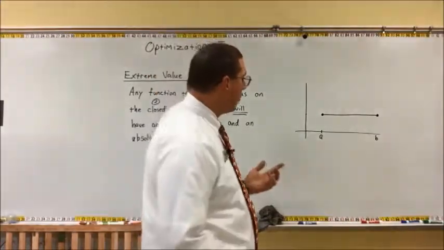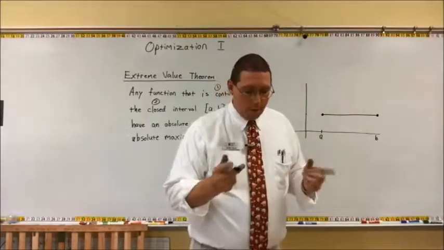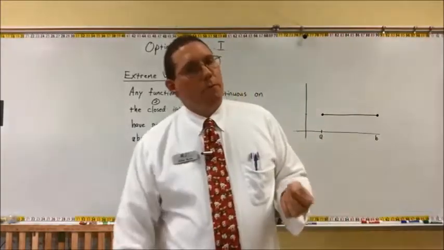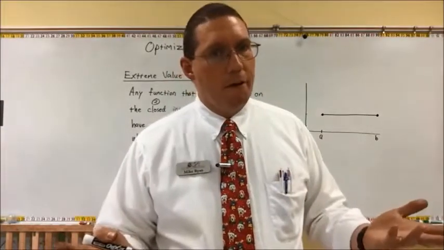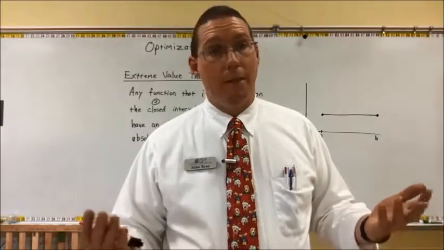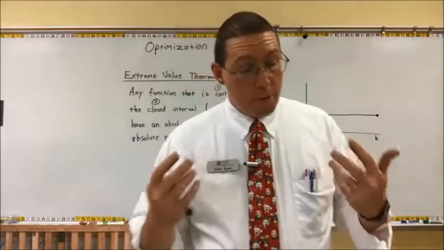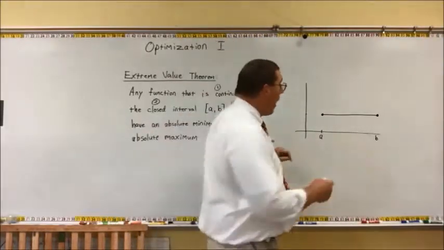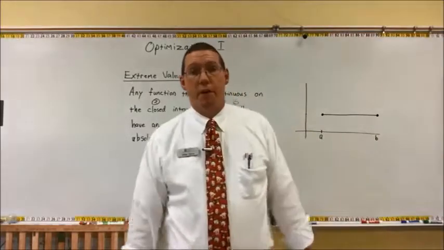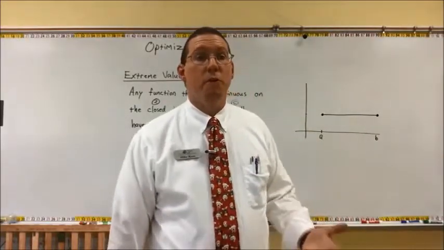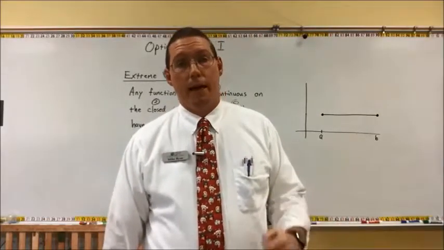But here's what you're going to say. You're going to say, yeah, but it's a constant value, so all the values are the same. Well, the extreme value theorem doesn't say that the absolute maximum and the absolute minimum have to be different numbers. The absolute maximum and the absolute minimum can be the same number. And so it's important that you understand that. And how many times is that maximum and minimum occurring? Well, it's occurring an infinite number of times. Okay? So even with a constant function, we are still guaranteed an absolute maximum and an absolute minimum.